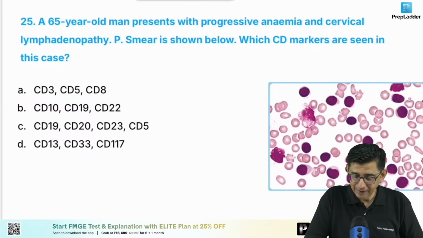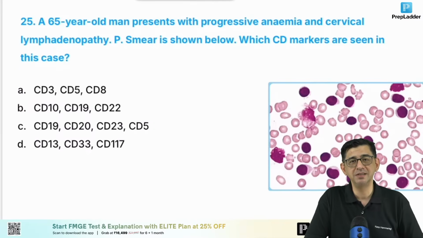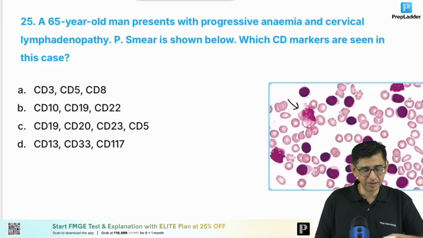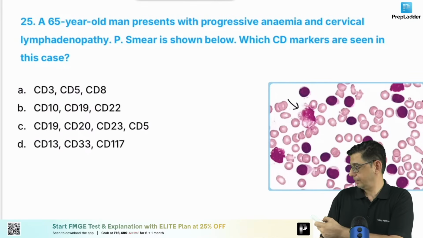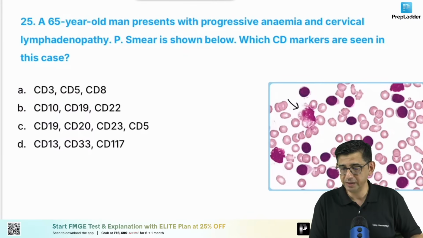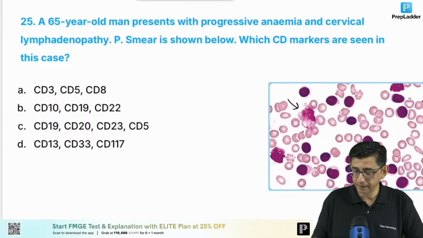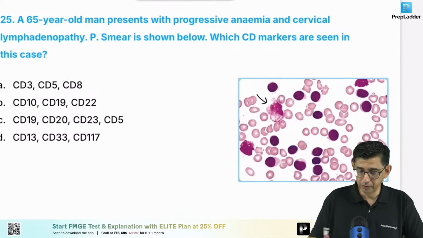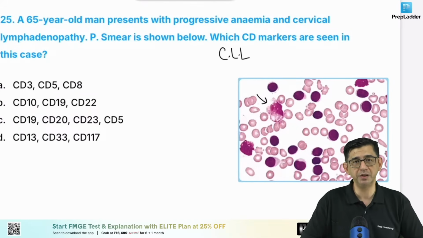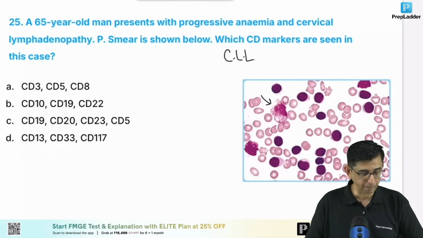65-year-old man presents with progressive anemia and cervical lymphadenopathy. The peripheral smear shows very classical smudge cells, and the diagnosis in this case that you will be keeping is one of the commonest cancers that we see, that is chronic lymphocytic leukemia, that is CLL.